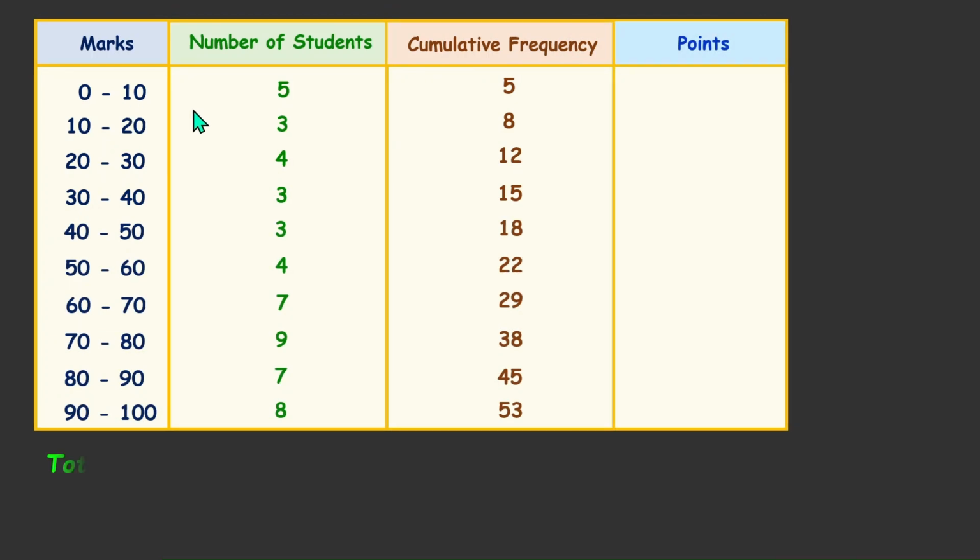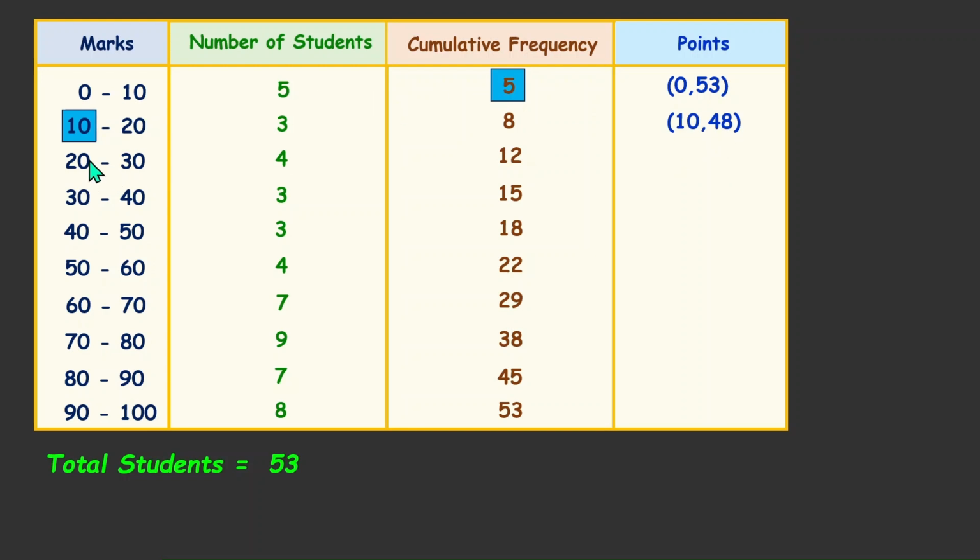So first, we'll take the total students as 53. So we have 53 here. Then one by one, we'll take the points. For more than 0 marks, we'll get that first we'll take the lower boundary. So that's 0, 53, because all of the students would have marks greater than 0. For marks more than 10, we'll take here 10, and it would be total number of students minus the cumulative frequency of the previous class. So it would be 10, 48, because 48 is 53 minus 5.